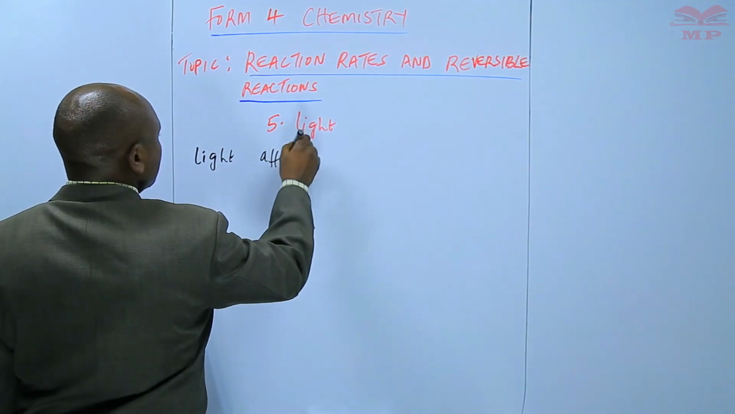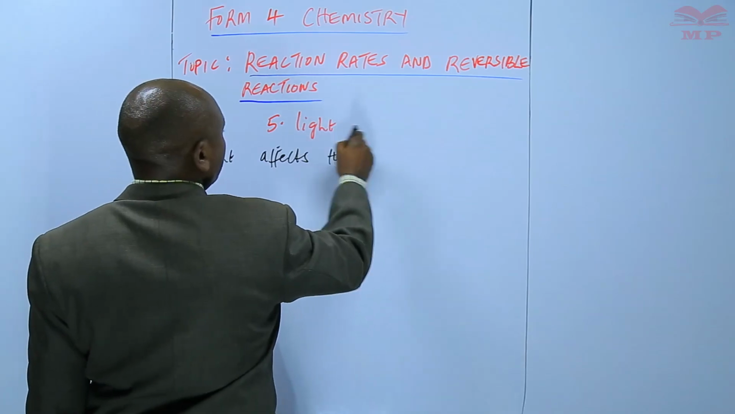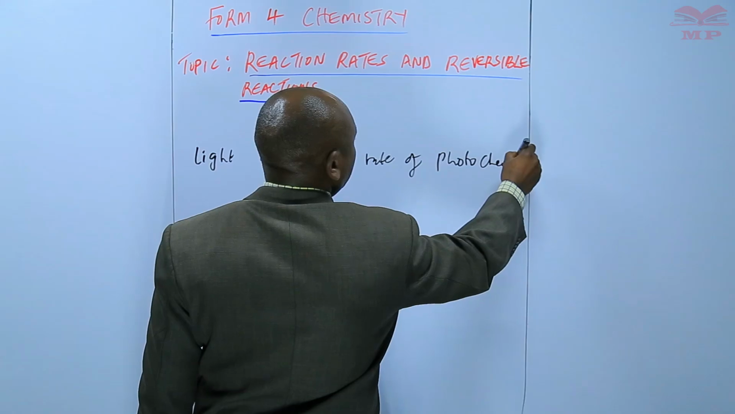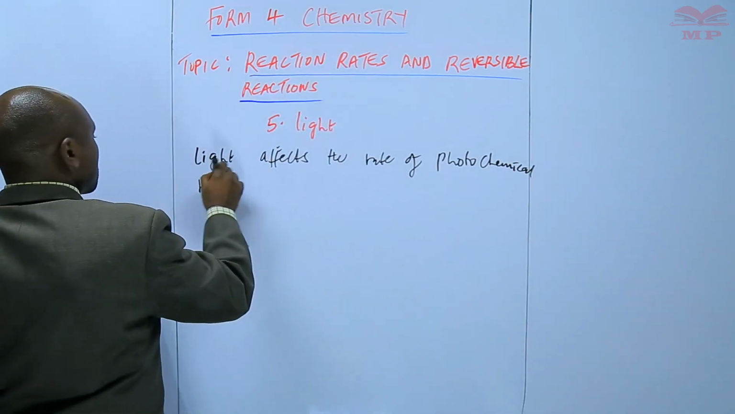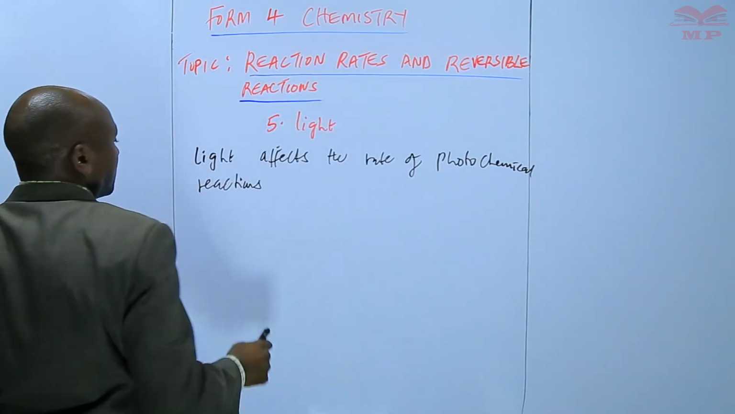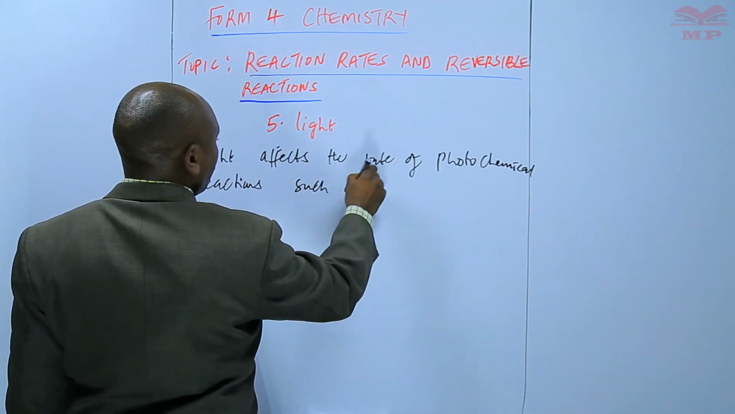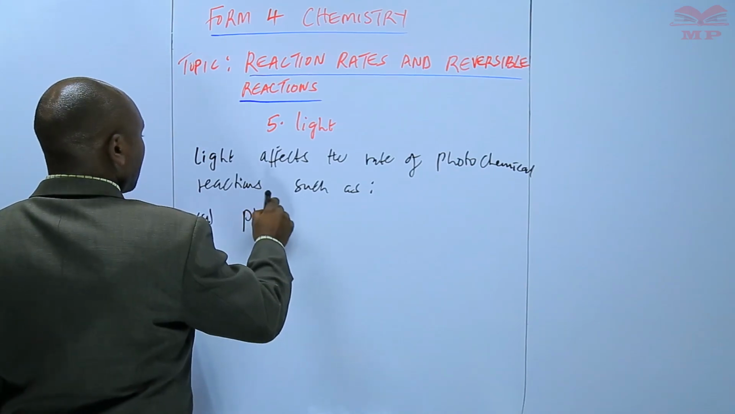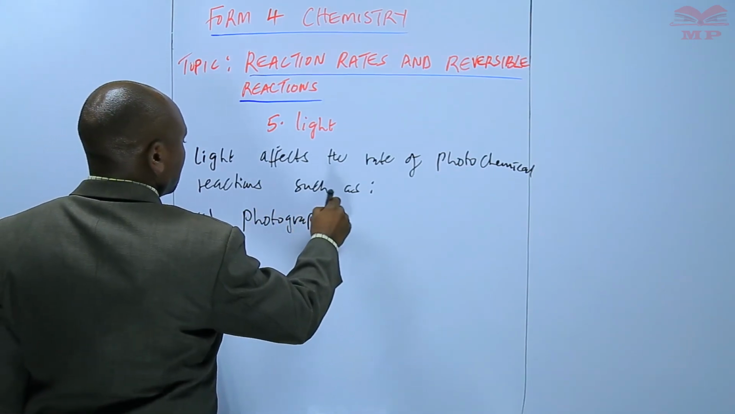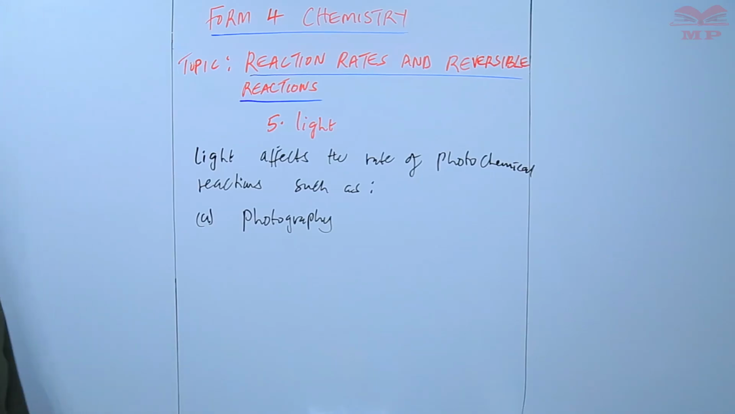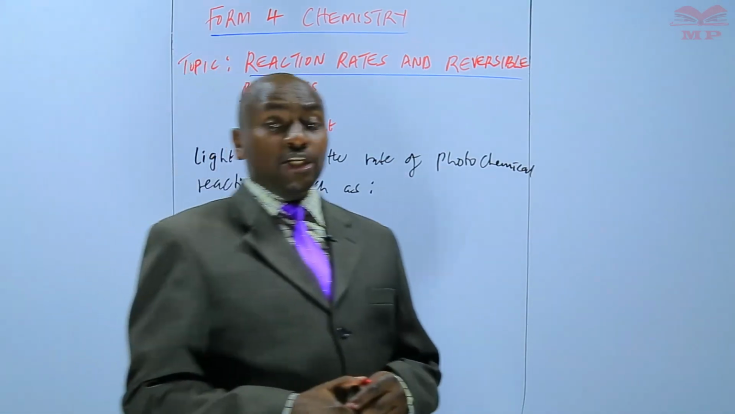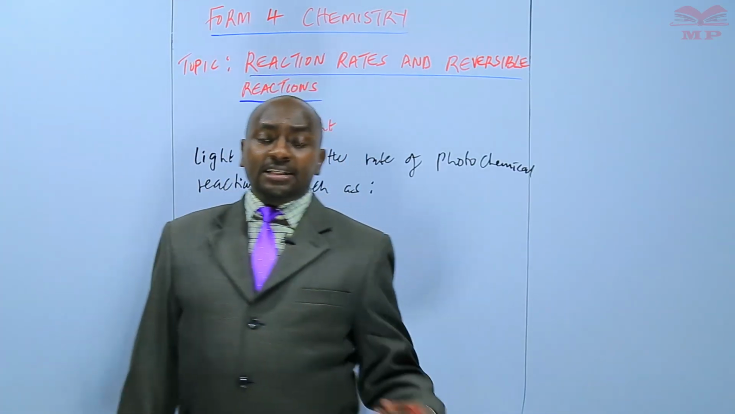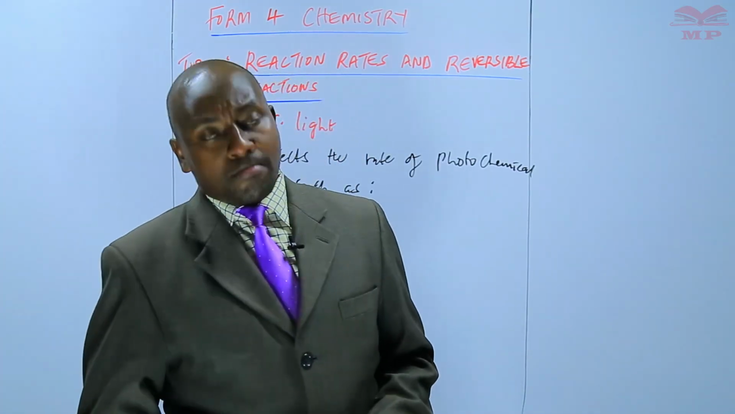light affects the rate of photochemical reactions, such as A, in photography. You'll find that during the development of photographic films, that development is usually done in a dark room.